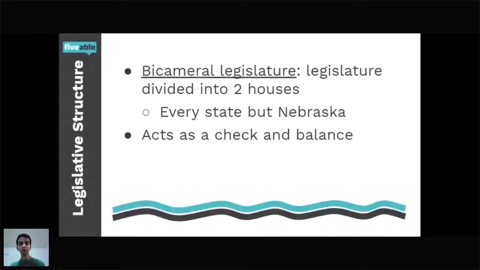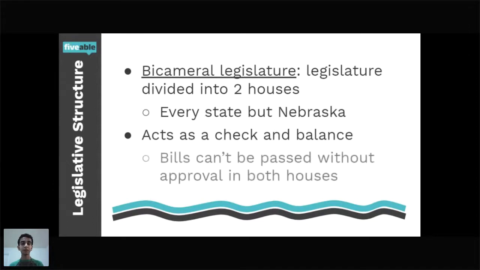All right, so the reason why it's a check and balance is that for a bill to be passed, it has to pass through both the House and the Senate. So in order for it to pass through the House and the Senate, that's just in and of itself a check and balance.